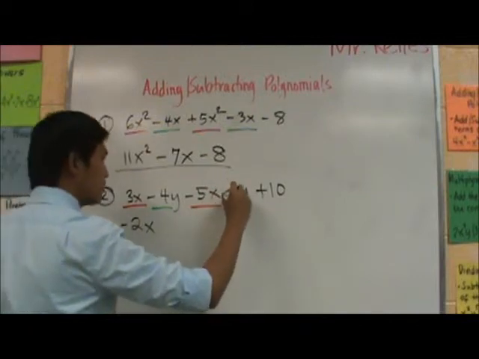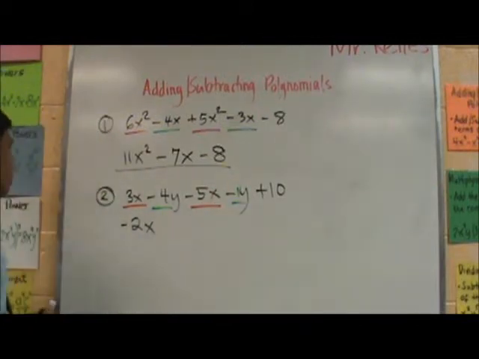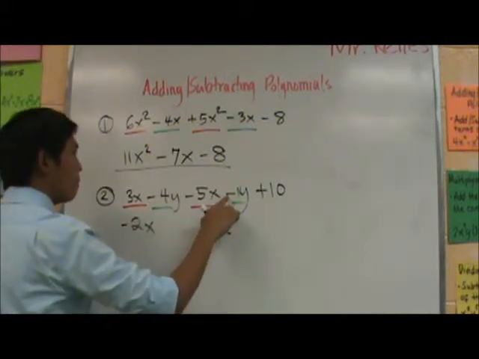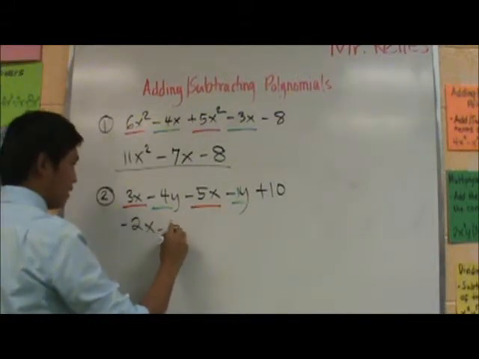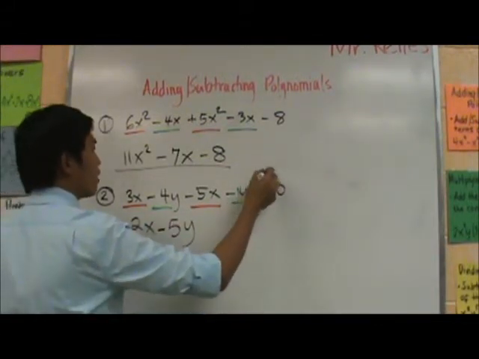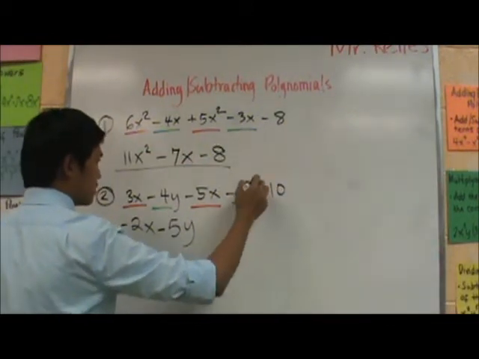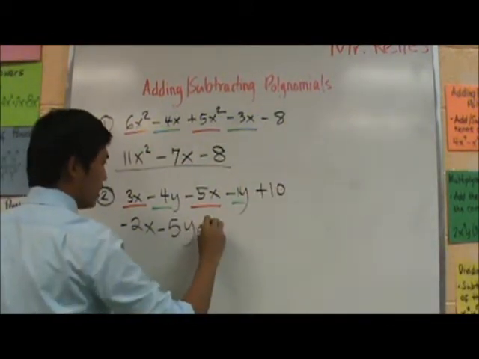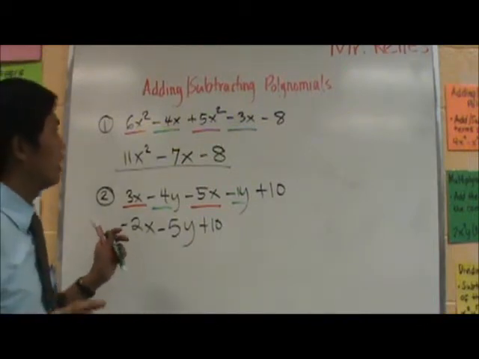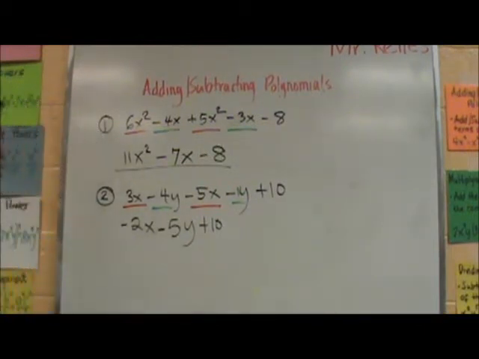You gotta remember there's an invisible one there. So using your mental math or calculator, negative 4 minus 1 is negative 5y. Again, there are no other numbers or constants, so we're just going to write it down, and that will be the final answer. Once again, it is very important to know if the terms are like or not.